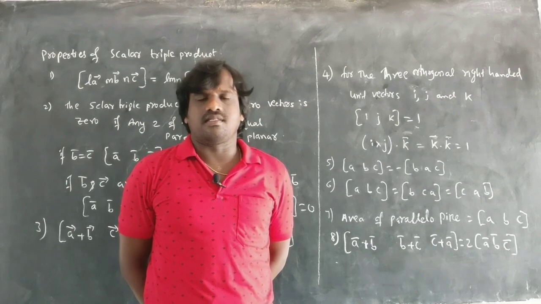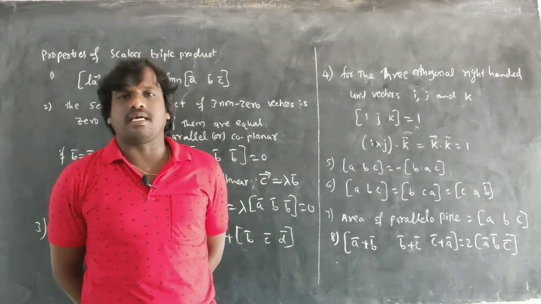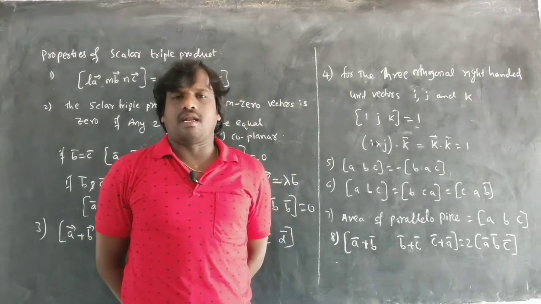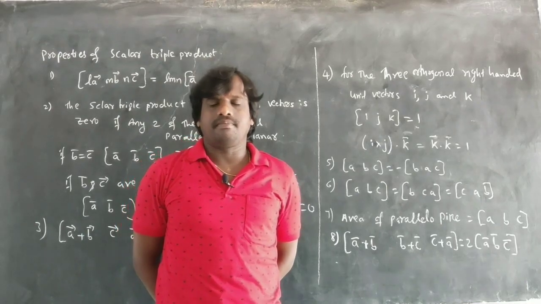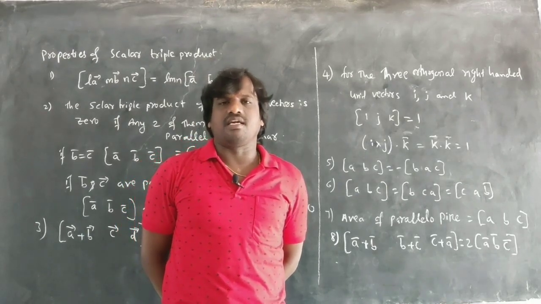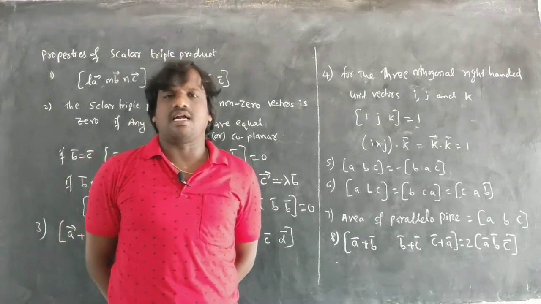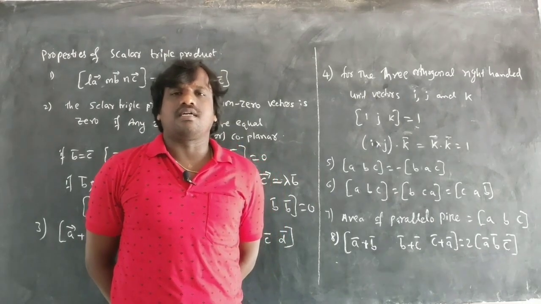Once I will revise the scalar triple product. In the previous lecture, I explained about scalar triple product and volume of parallelepiped. Today I will recall its properties and we will solve problems based on scalar triple product. Then tomorrow we will learn vector triple product.